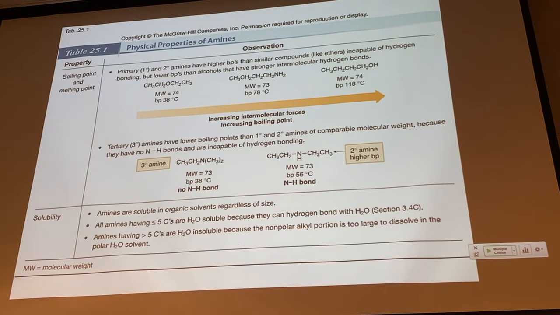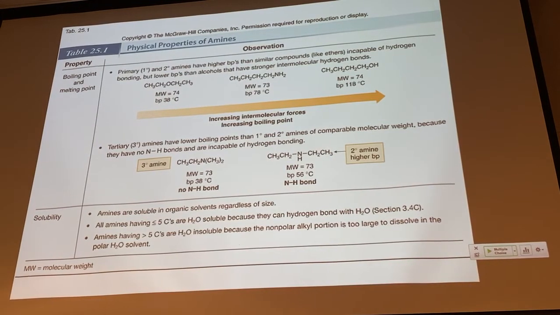Will amines be soluble in water? Yes, all types of amines or just primary and secondary? The answer is all types of amines, because a tertiary amine is able to hydrogen bond to water molecules. It cannot hydrogen bond to itself, but a tertiary amine can hydrogen bond to water molecules. So you see down here all amines having less than or equal to 5 carbons per functional group that can hydrogen bond to water will be water soluble. Any questions on our physical properties?